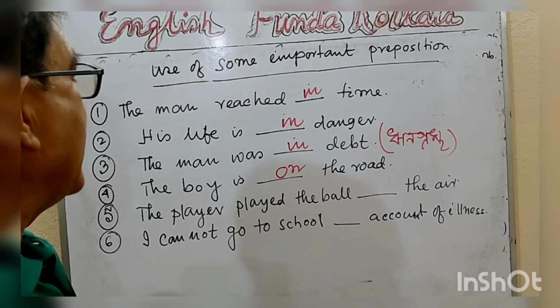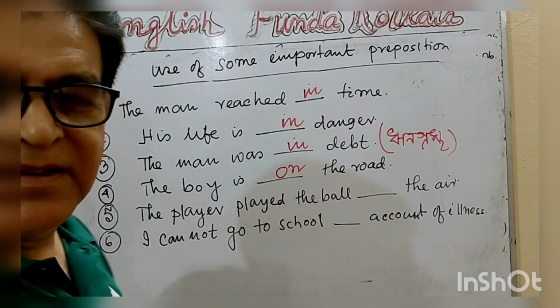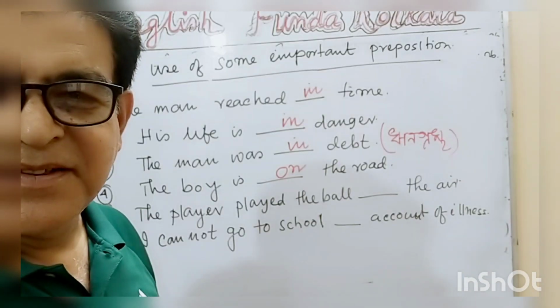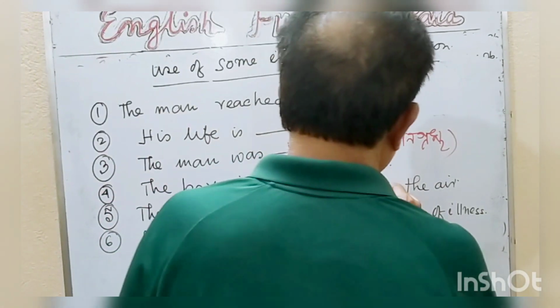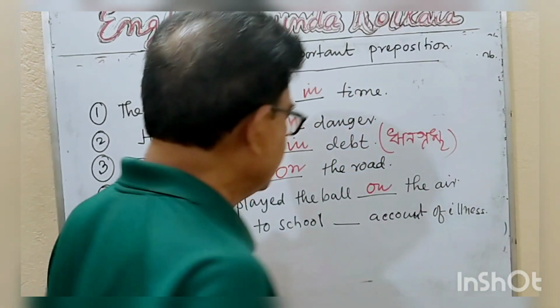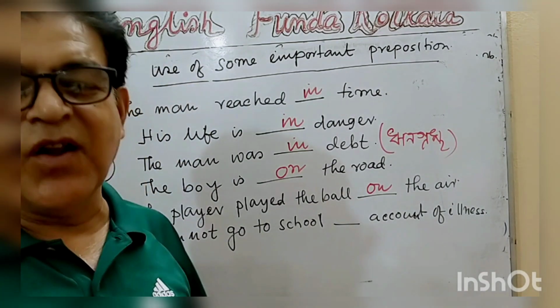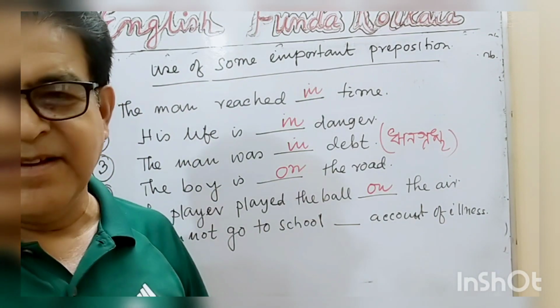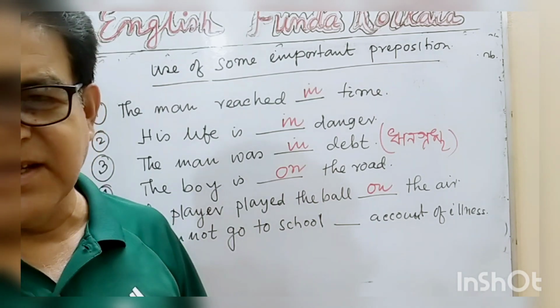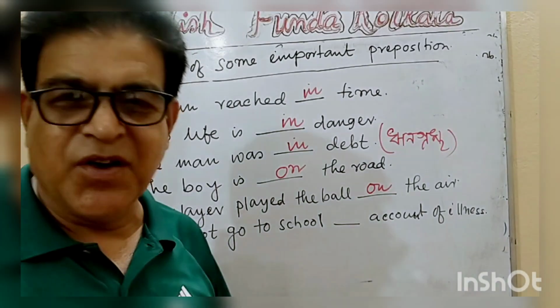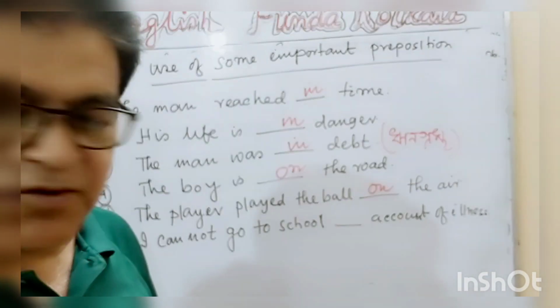Likewise, the player played the ball on the air. On the air. ঠিক আছে? Player played the ball on the air. বাতাসের উপরে বলটাকে ভাসিয়ে দিয়েছিল. ঠিক আছে? বাতাসের মধ্যে হবে না. On the air. বাতাসের উপরে.